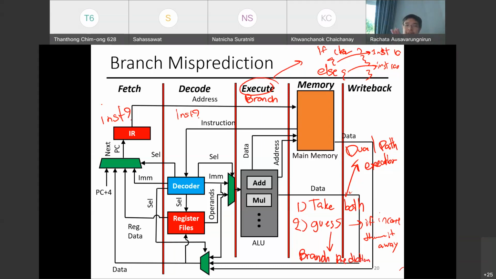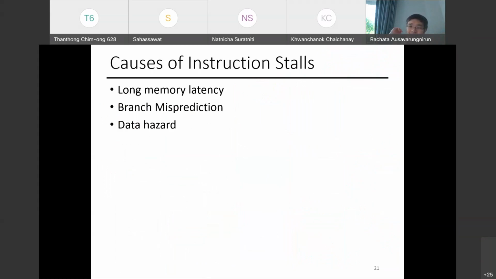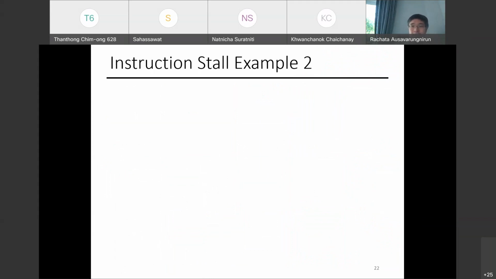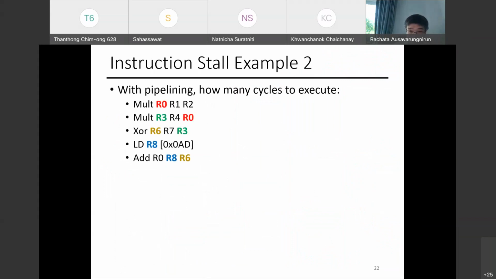So this is basically what can happen and what can slow things down, right? You have a branch, you have if else. It can cause an instruction stall if you guess incorrectly. All right, with me so far? The next thing that slows things down is called data hazard, right? So what the heck is a data hazard? Let me go through this example.